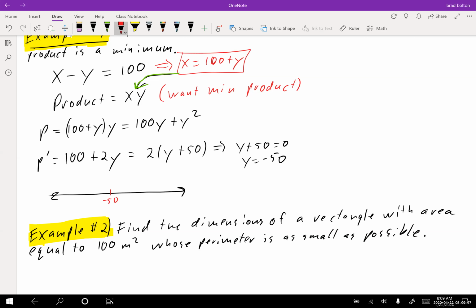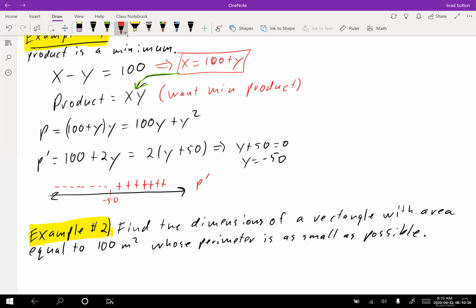And now I'm going to test, this is P prime, or dP/dy, whatever way you want to say it. I'm going to test to the left of negative 50, let's say negative 60. If I plug negative 60 in here, negative 60 plus 50 would be negative, so I know I'm going to get negative. Then if I plug in, let's say, negative 40, negative 40 plus 50 is 10, so that's positive. So I know I'm going to get positive.